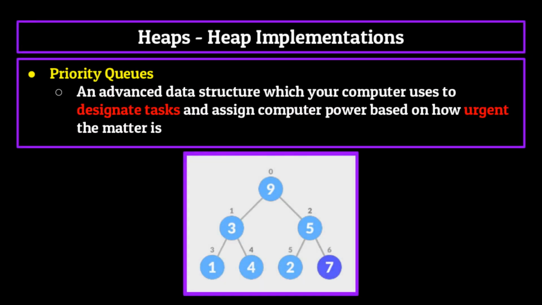Another extremely popular use of heaps is through the implementation of priority queues. Priority queues are an advanced data structure which your computer uses to designate tasks and assign computing power based on how urgent a certain matter is.